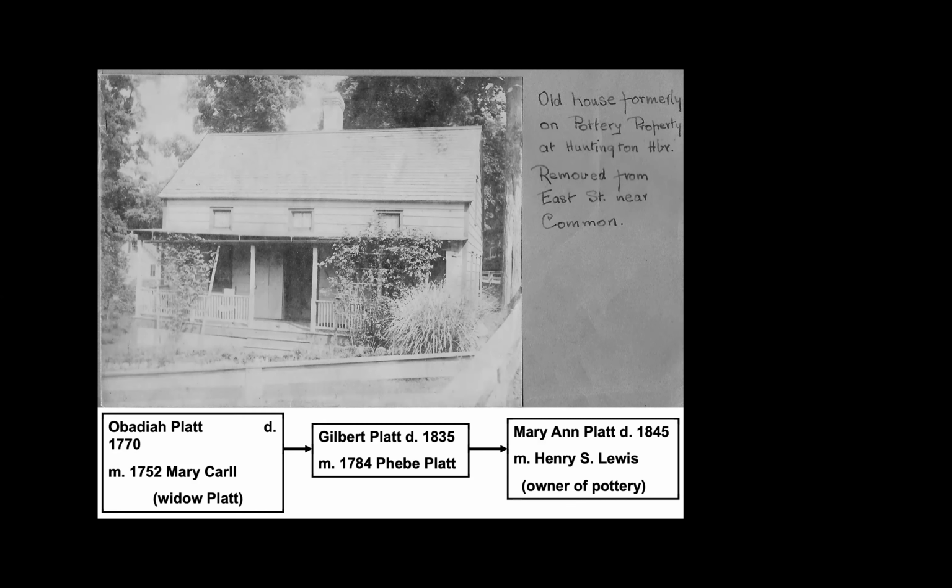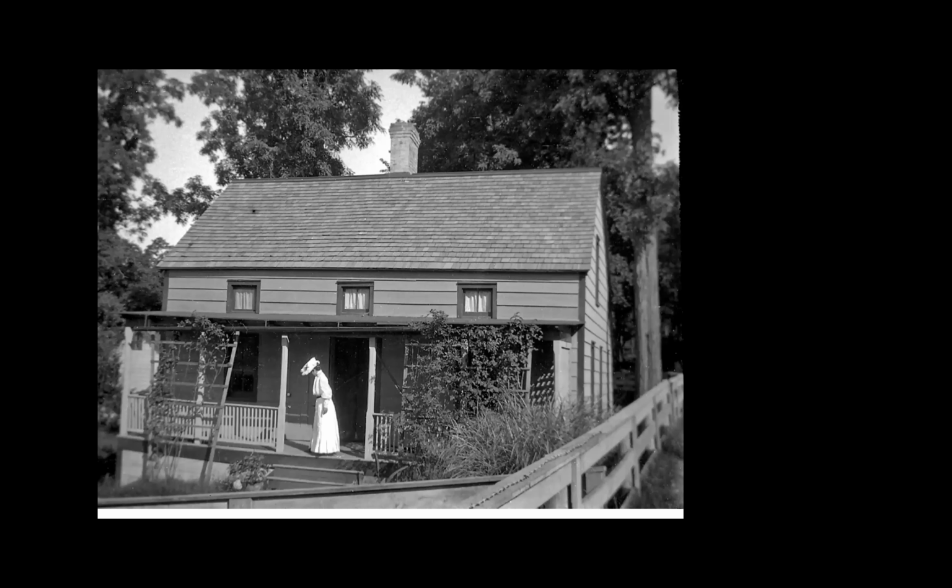Gilbert Platt inherited the property, married Phoebe Platt, his wife, and then they had Mary Ann Platt, who died in 1845, but she had married Henry S. Lewis. And in 1845, Henry S. Lewis owned the pottery site. He owned the pottery, and those of you who collect Huntington pottery may be fortunate enough to have some Lewis pottery, because there are some of it that's marked. And so that's the reason that it was moved to the pottery site. So it stays the same.